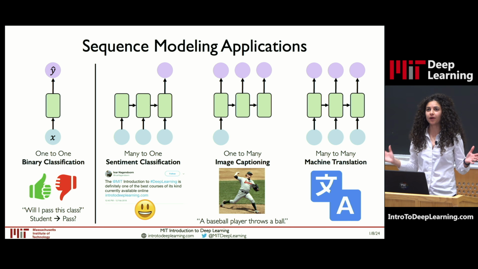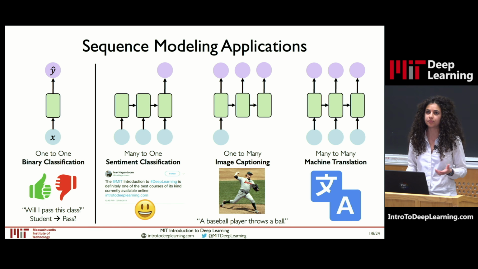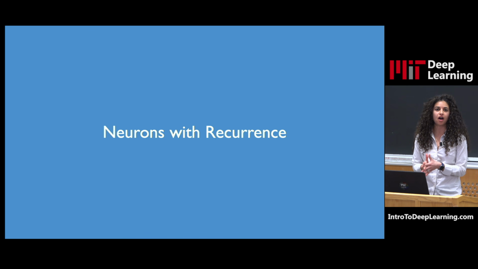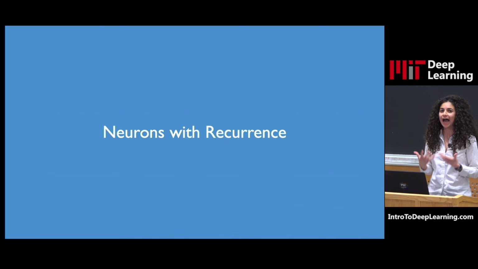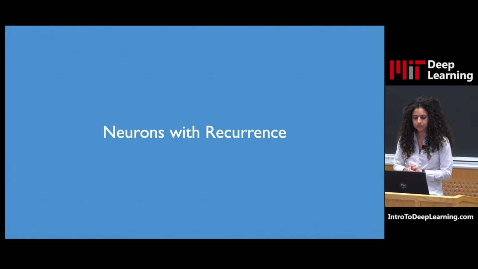And so here, again, emphasizing the diversity and richness of the types of problems that we can consider when we think about sequence. So let's get to the heart of, from a modeling perspective and from a neural network perspective, how we can start to build models that can handle these types of problems.